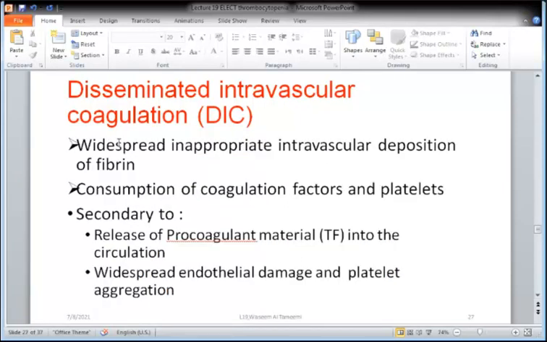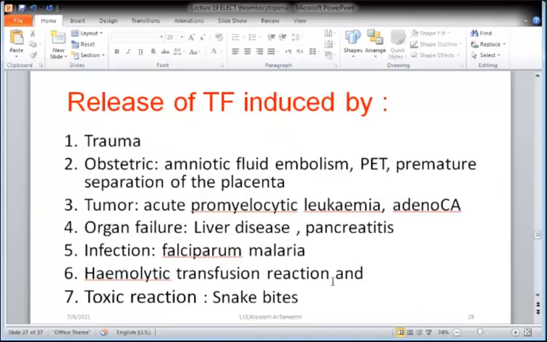The pathogenesis started with widespread inappropriate intravascular deposition of fibrin. This fibrin clot will induce consumption of the coagulation factor and the platelet. The trigger for fibrin deposition inside the vascular system is either release of the procoagulant materials, the tissue factors, or widespread endothelial damage that induces platelet aggregation.